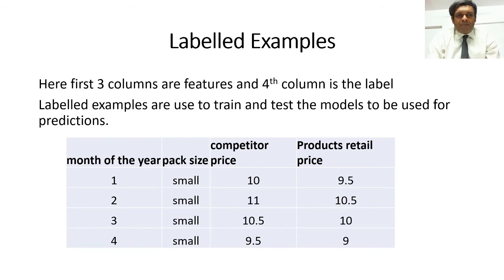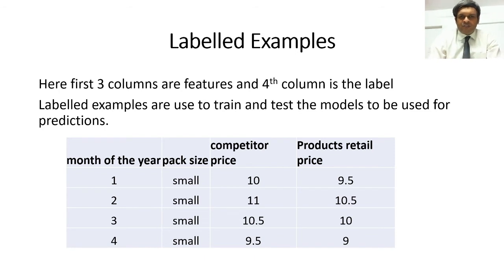So what are labeled examples? If you look at the table below, there are 4 columns. As we discussed earlier, the label we are trying to predict is the product's retail price. The sample data which we are using is this. This data already has samples of what the retail price was in a given month for what pack size, and what the competitor price was at that point in time. So this would be a labeled example. Labeled examples are used to train and test the models to be used for predictions. So this is your base which you will use to train your model, derive your conclusions, and build a model which can do future predictions for us.